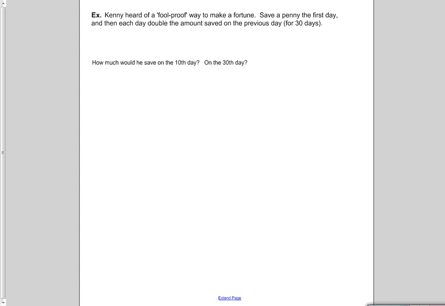First example, Kenny heard of a foolproof way to make a fortune. Save a penny the first day, and then each day double the amount saved on the previous day for 30 days. So on day 1, 1 cent was saved. On day 2, 2 cents were saved. Day 3, 4 cents, and so on. How much would he save on the 10th day?